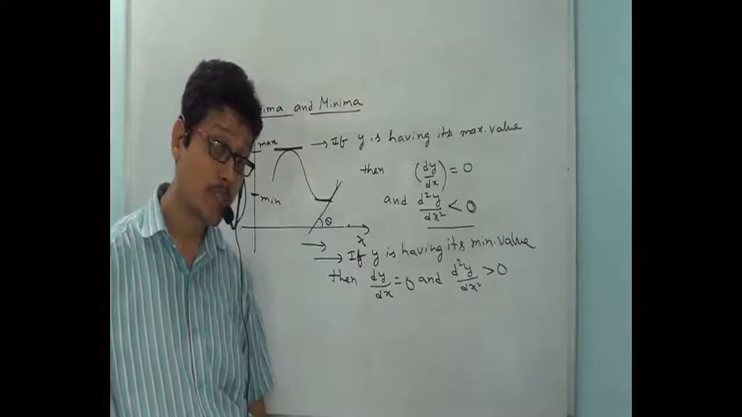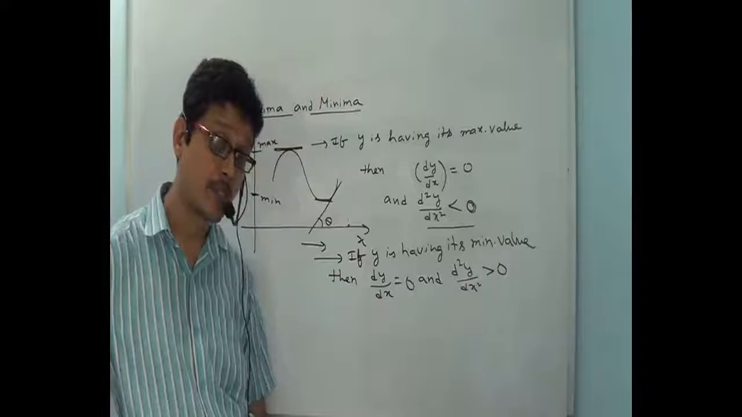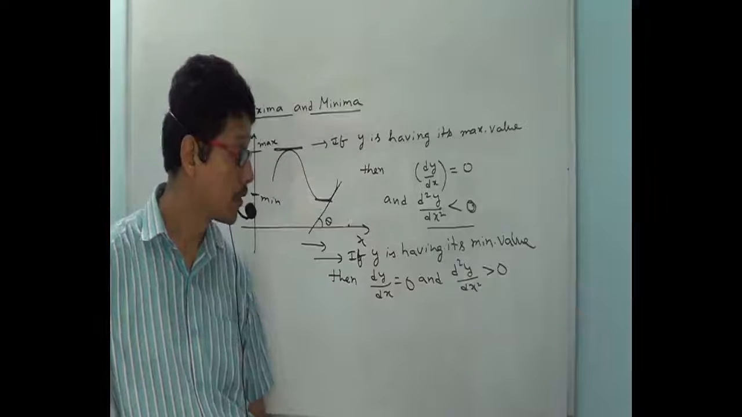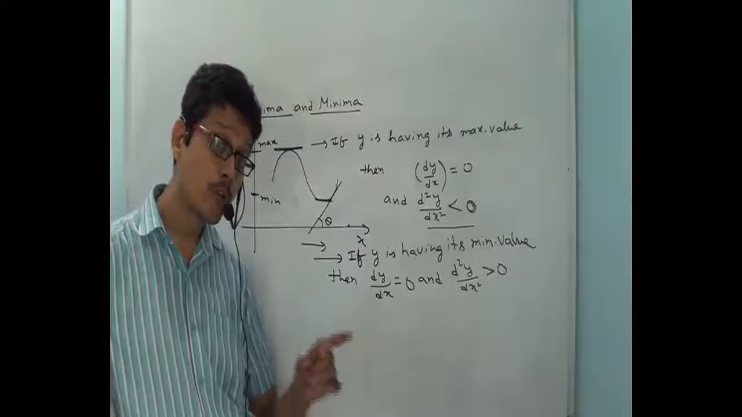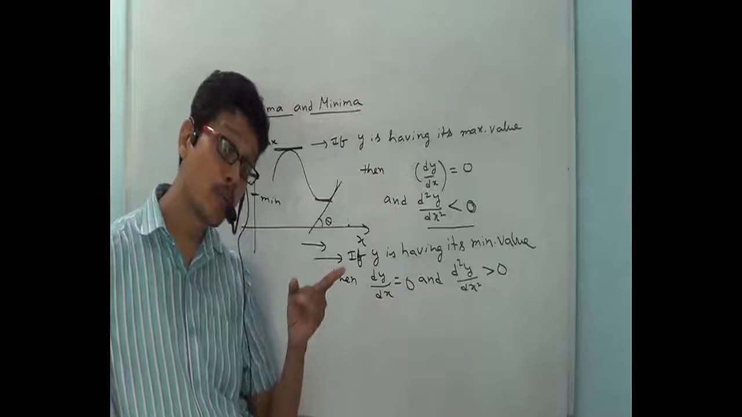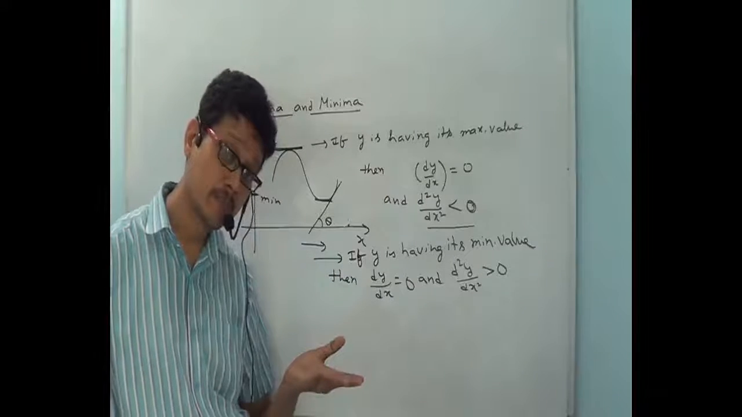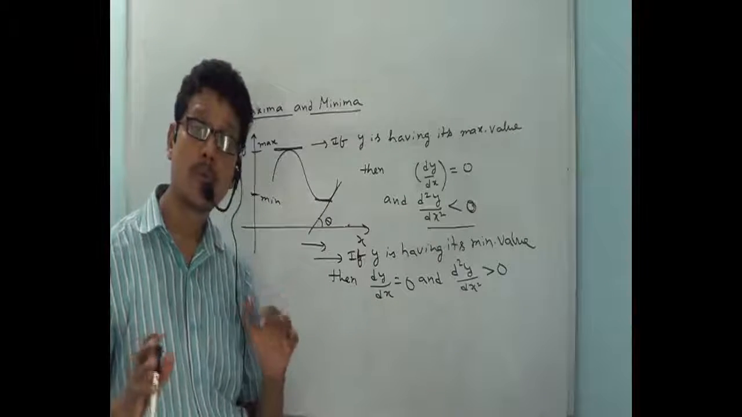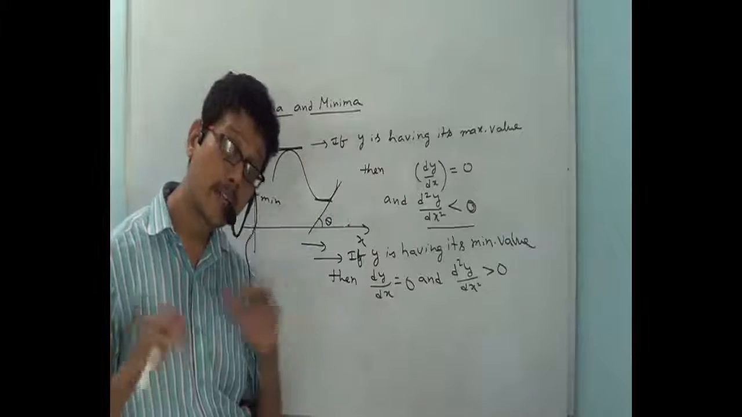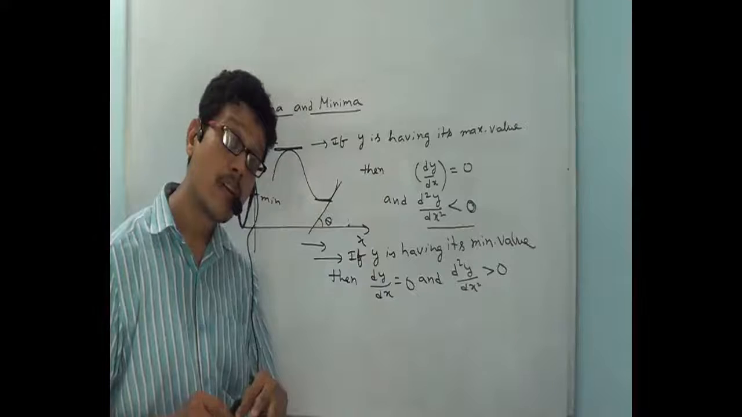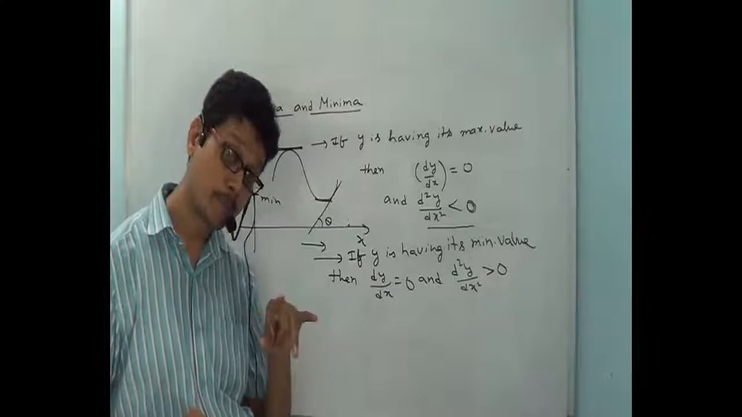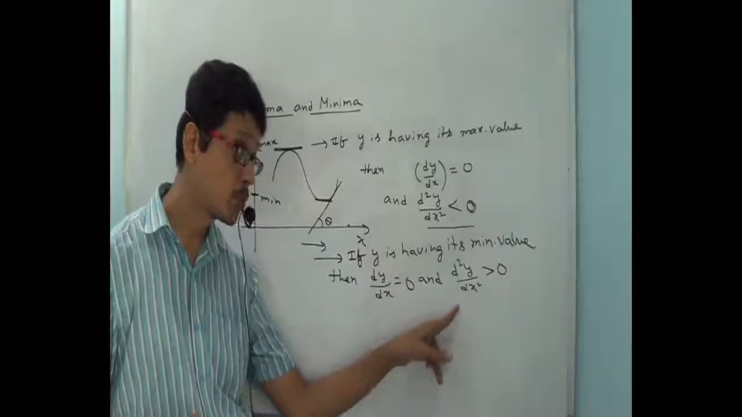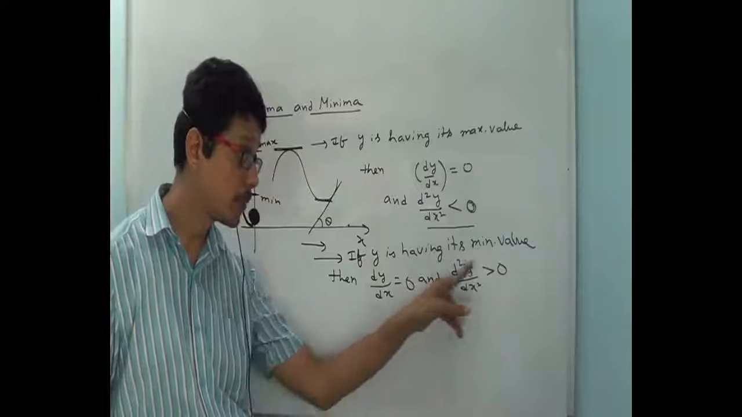So slope means what? dy by dx is becoming 0. Okay. And if you want to know whether it is maximum or minimum value, you have to do the derivative once again. Are you understanding? If you got the negative value, then that function is maximum. If you got the positive value, then that function is minimum.